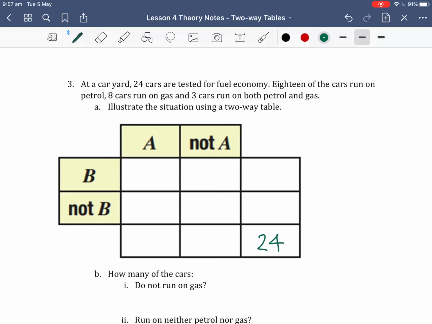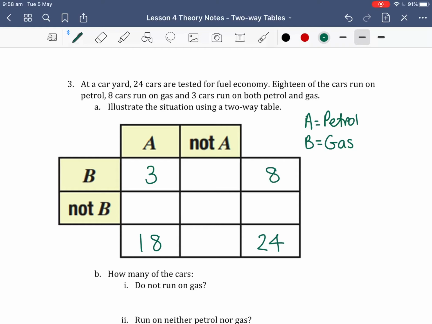We're going to let A equal petrol and B equal gas. So A equals petrol, which means the total of petrol is going to be 18. Then we know that 8 cars run on gas, so the total of B is going to be 8. And we know that 3 cars run on both petrol and gas, so A and B is going to be 3. Now we need to find the rest of the information.